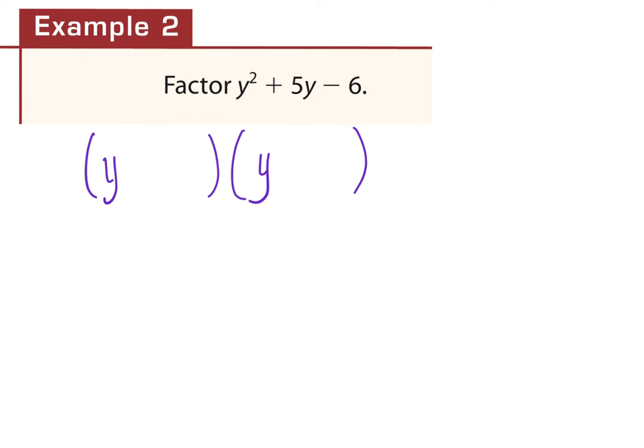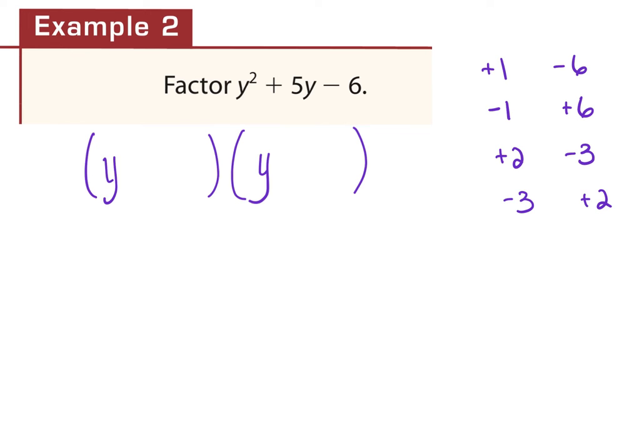Yes? So my options are positive 1 and negative 6, negative 1 and positive 6, positive 2 and negative 3, negative 3 and positive 2. Those are my only options to get negative 6, correct? I need one set of those that will give me that negative 6 and also give me a positive 5 when I add them. Which one's going to give me a positive 5 when I add them?